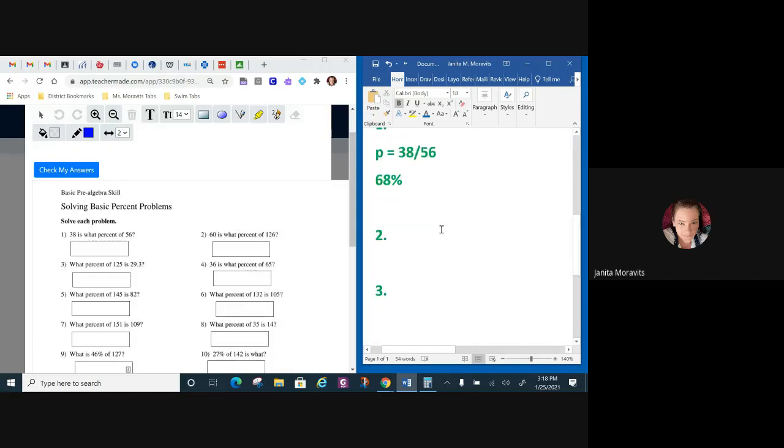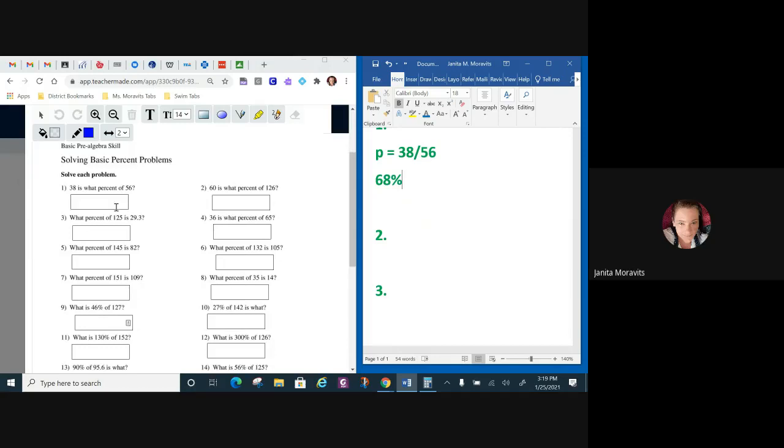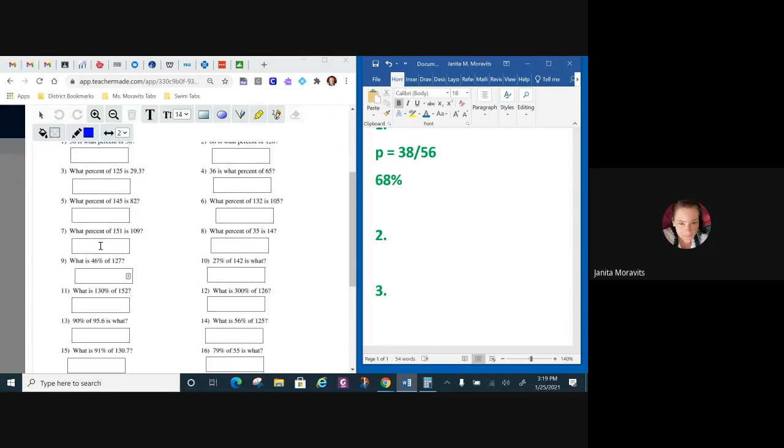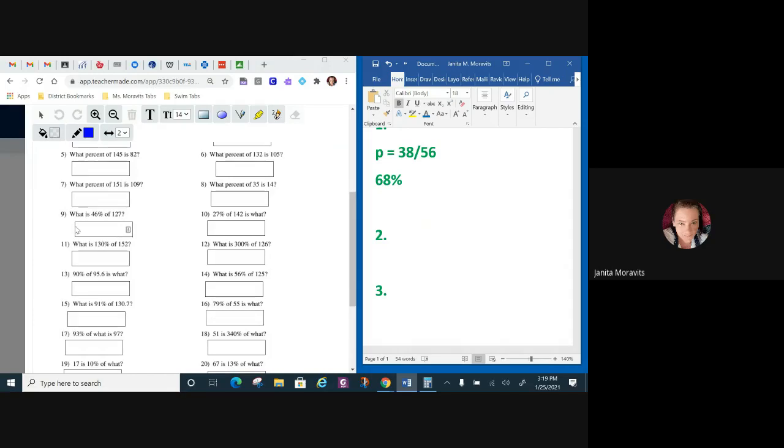All right, let's look at number 2. 60 is what percent of 126? Well, that's the same thing that we just did. So let's pick a different problem. Nope, we're still looking for percents on these. These say what percent, what percent. We've already done some like that. Okay, let's look at number 9. Let's do that one.